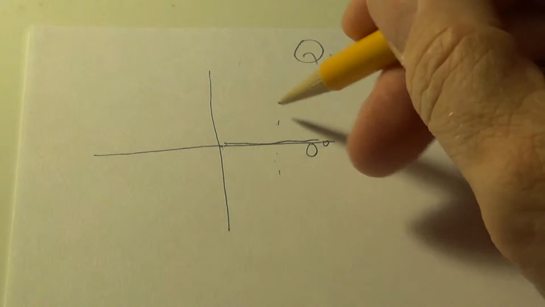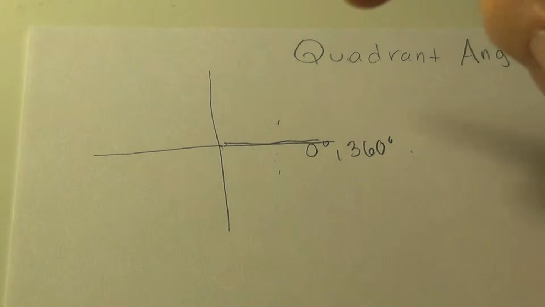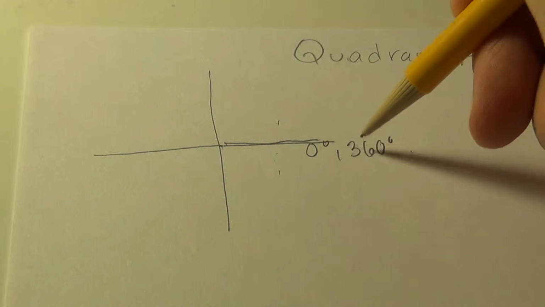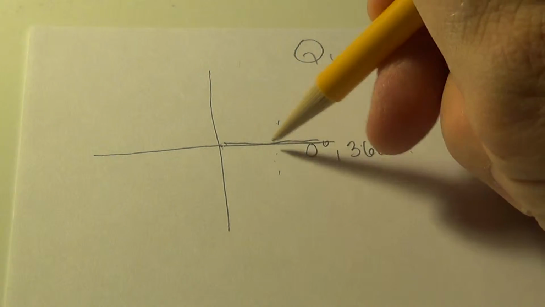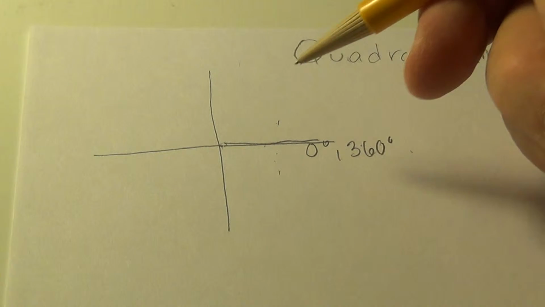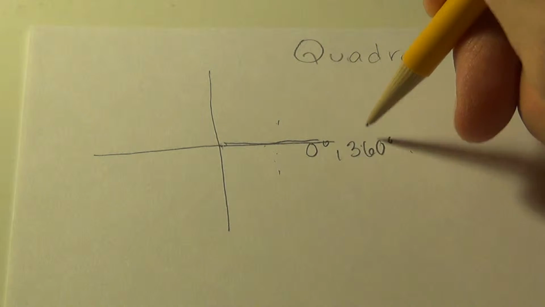We can also think of it as 360, and most commonly we think of it as 0 or 360, because you can't tell whether we went all the way around or not. So let's just give it these two options.